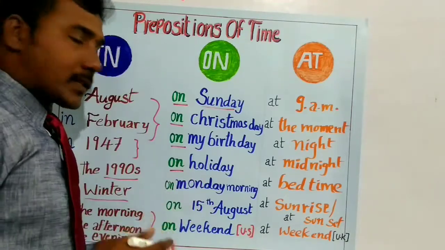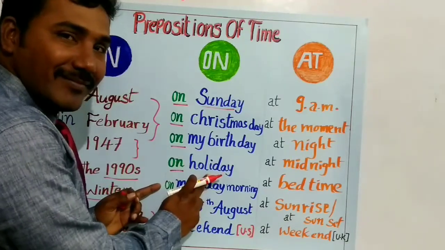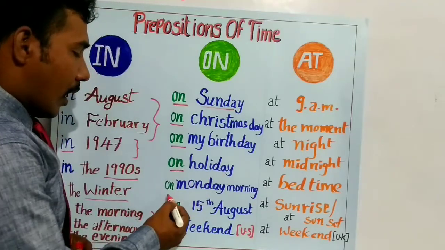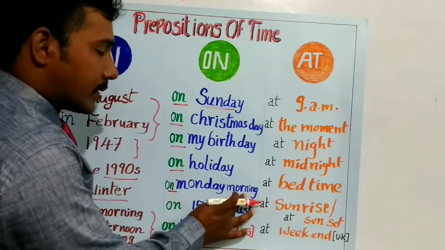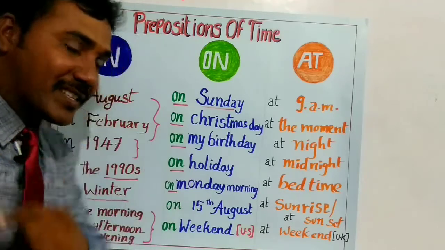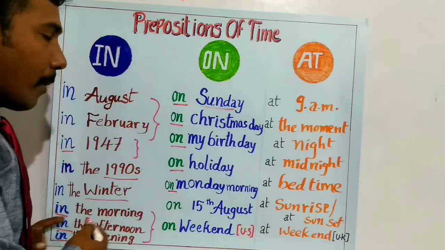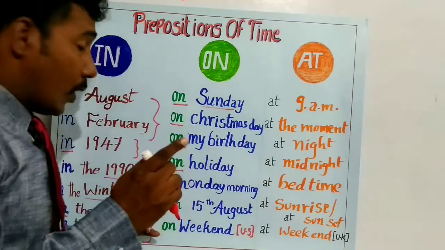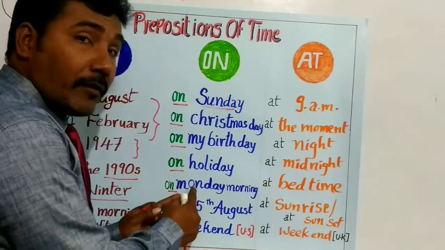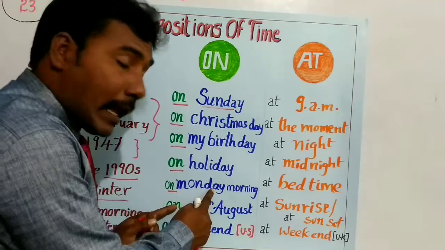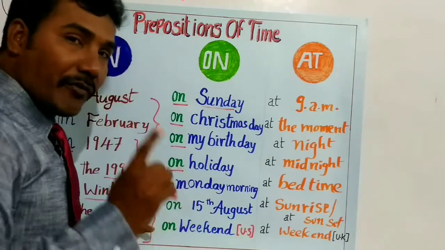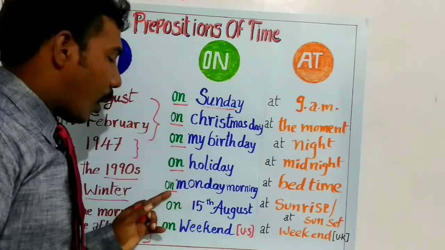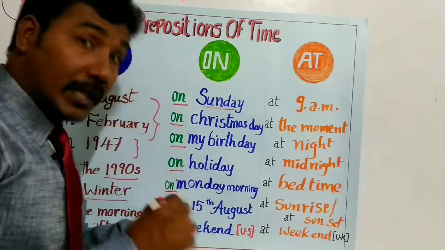I take rest on holiday. Okay, friends? On Monday morning. See here a small difference: in the morning, but on Monday morning. Whenever we use the names of the days of the week, definitely we have to use on. Okay, friends? Remember it. On Monday morning, in the morning.